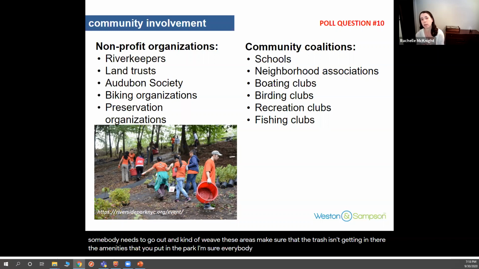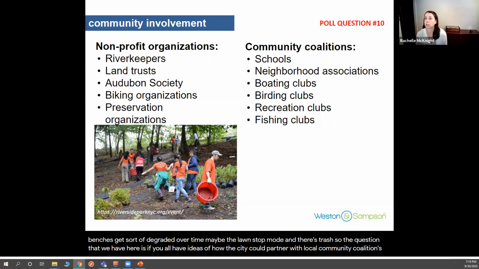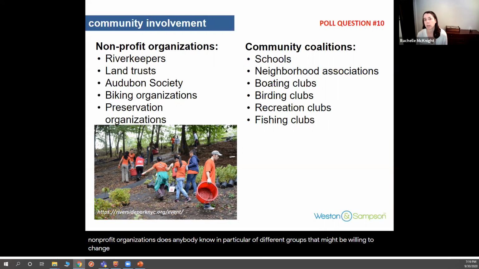I'm sure everybody's seen in different places where benches get degraded over time, maybe the lawn's not mowed, maybe there's trash. So the question that we have here is, if you all have ideas of how the city could partner with local community coalitions and nonprofit organizations. Does anybody know in particular of different groups that might be willing to chip in and help out? It's more of a civic engagement along the riverfront to maintain some of these amenities and less of a burden to the city.